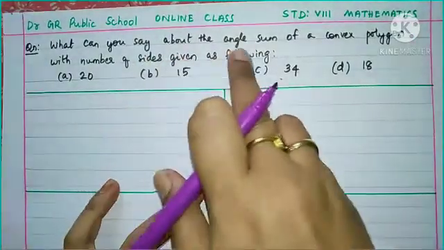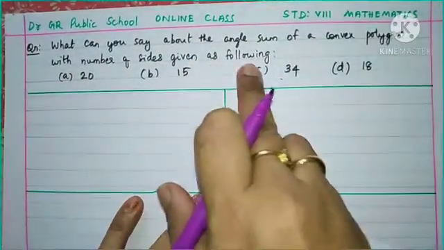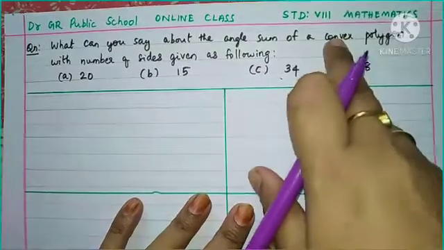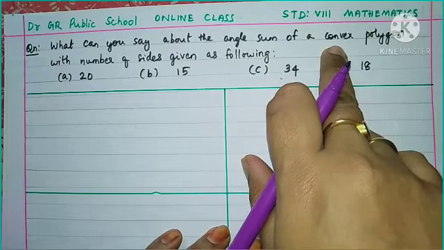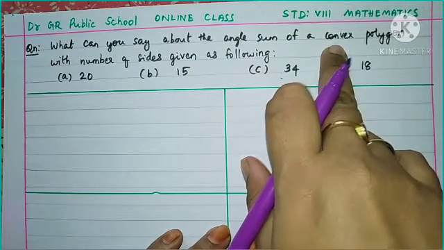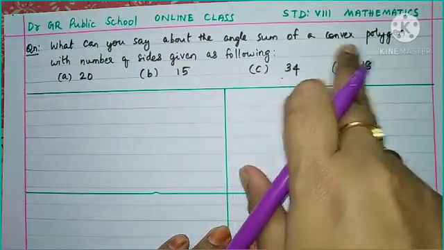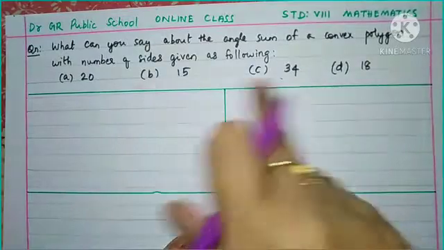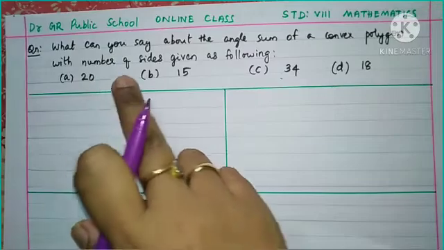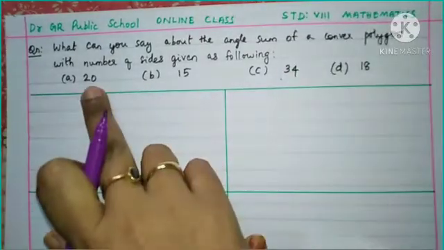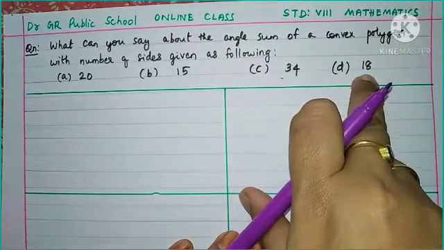What can you say about the angle sum of a convex polygon with number of sides given as following? Okay, so what do you mean by convex polygon? You learned in the previous video what a convex polygon is, that which has no exterior diagonals. So normally closed figures are all convex polygons, and in these convex polygons the number of sides are given. 4 polygons with different numbers of sides are given. The first one is 20 sides, second one 15 sides, third one 34 sides, and fourth one 18 sides.